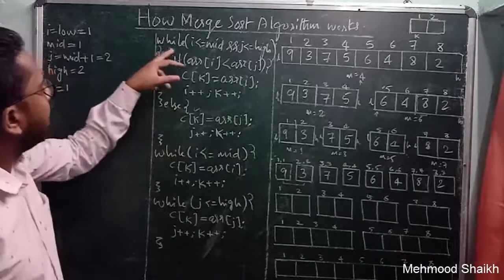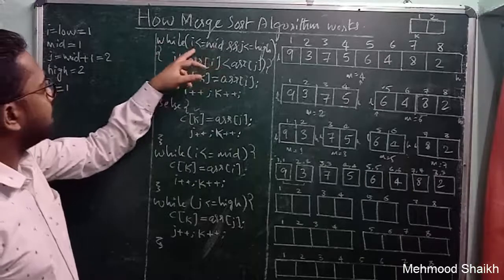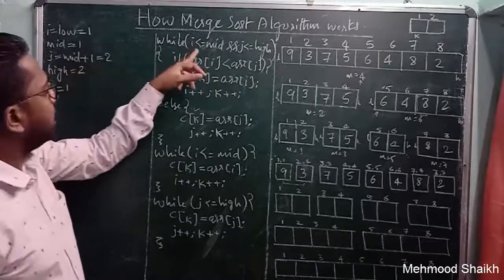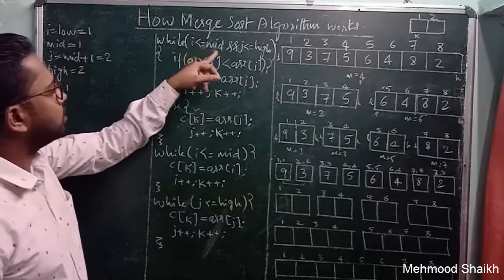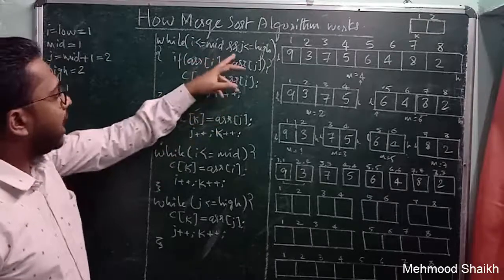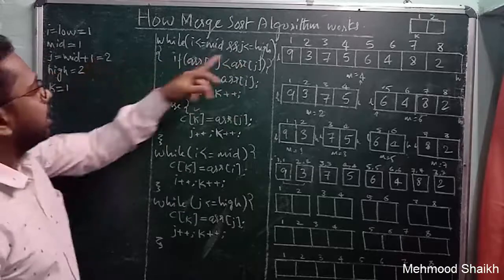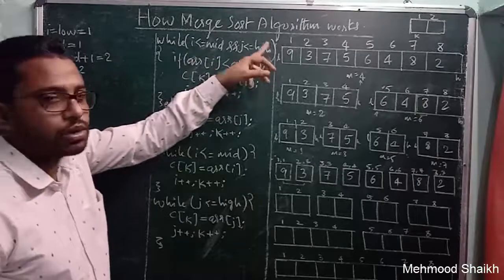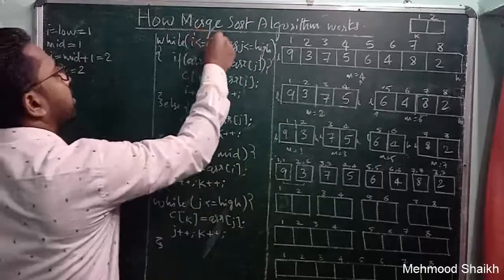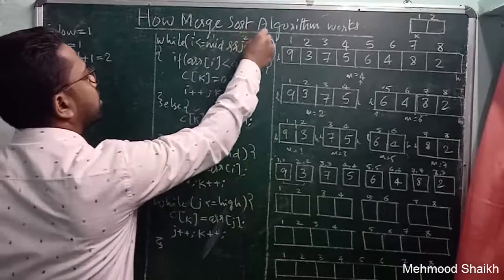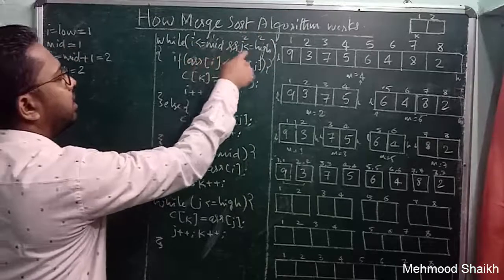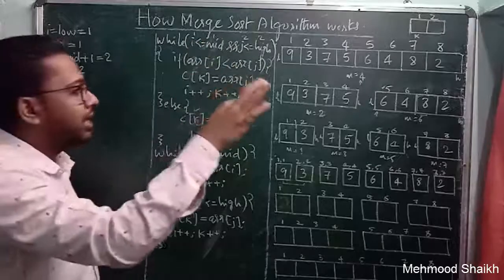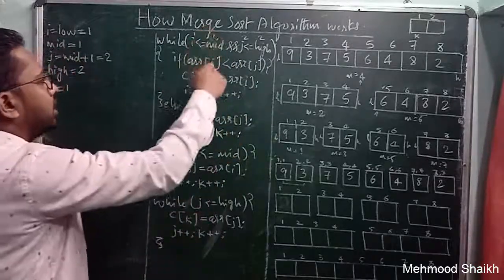While i is less than or equal to mid: i is 1 and mid is 1, so 1 is less than or equal to 1, yes, the condition is true. And j is 2, less than or equal to high, and high is 2, so 2 is less than or equal to 2. Both of these conditions are satisfied, so we come inside this while loop.